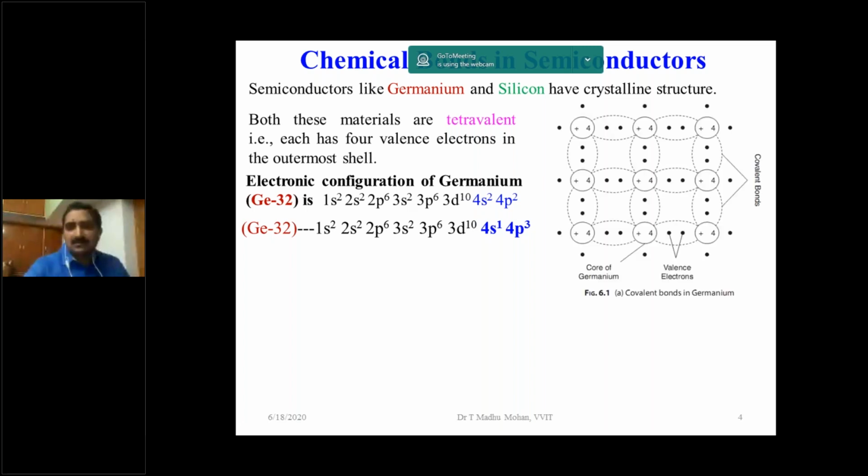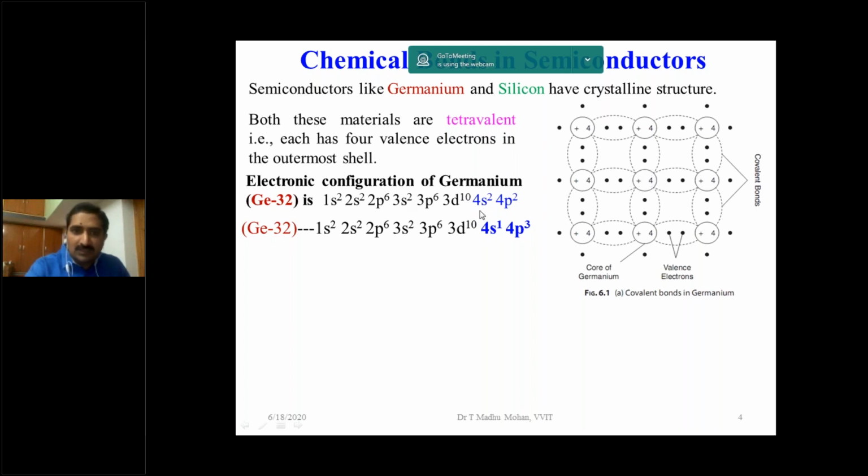Now the structure of germanium. Here the +4 in the diagram indicates the atom. This is a germanium atom; all the +4s are germanium atoms. That means the core atom, with the 4 valence electrons outside. For example, consider this one: this is the germanium core atom.